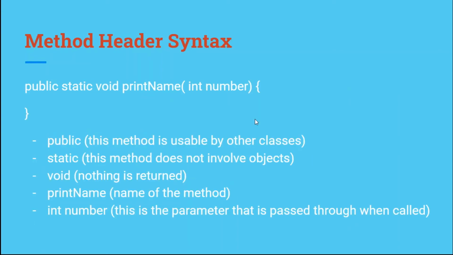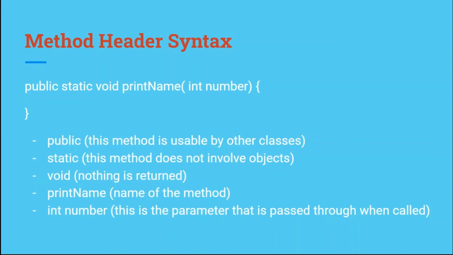Another part of Java syntax that's commonly missed or mistaken is the method header terminology. I have a method header here that shows what the skeleton of a method would look like. I have public, static, void, printName, int number, and then I have the braces. I'm just going to go through what the parts of the header mean. The first is public or private, or sometimes you'll see protected. This is basically the access of it. If it's public, then that means it's usable in other classes.